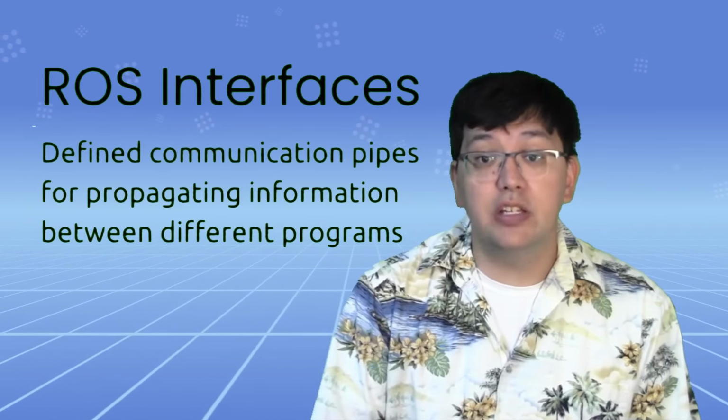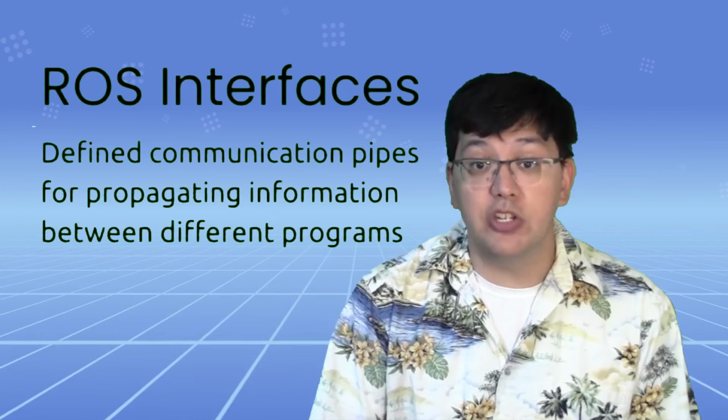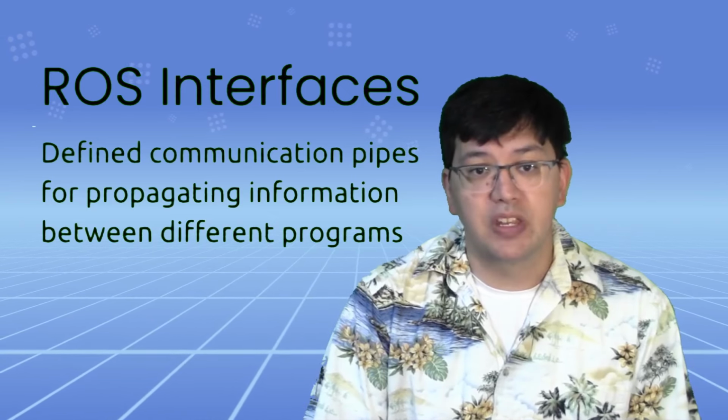Robotics, by its very nature, is a multimodal system. There are sensors, actuators, and all the programming logic in between. And each piece might have a particular programming language that works best for it. All the different programming languages need to be able to communicate with each other. Furthermore, because components of the robots can change, be it software or hardware, it is useful to have the communication be reusable. So ROS interfaces are defined communication pipes for propagating information between different programs.